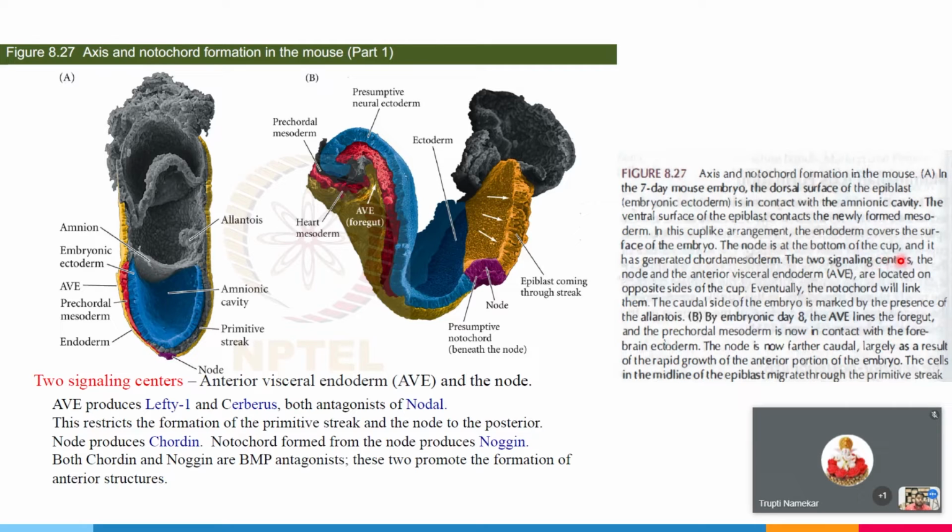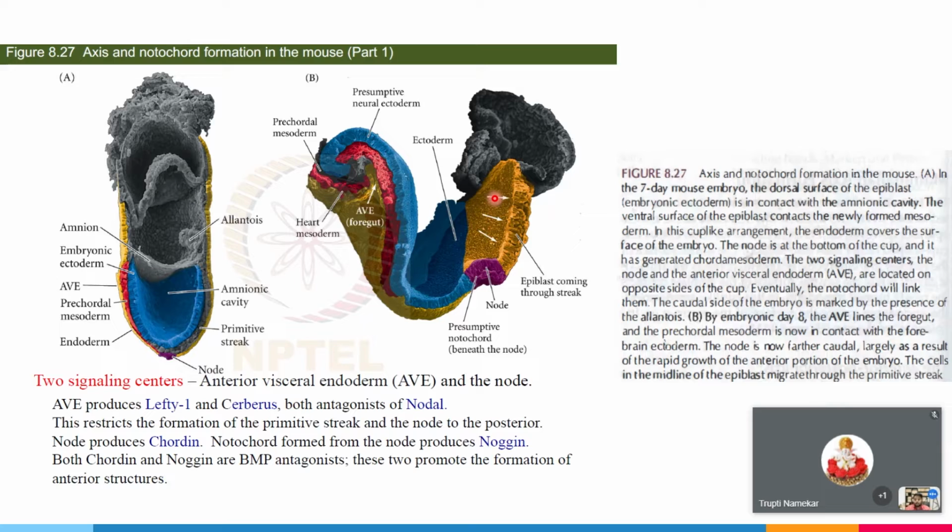The node is at the bottom of the cup and it has generated the chorda mesoderm. The two signaling centers, the node and the AVE, are located on the opposite side of the cup, and eventually the notochord will link them, as I said. By embryonic day 8, the AVE lines the foregut, and the precaudal mesoderm is in contact with the forebrain ectoderm. The node is now further caudal, largely as a result of the rapid growth of the anterior portion of the embryo, and the cells in the midline of the epiblast migrate through the primitive streak, which are shown here in white arrows.